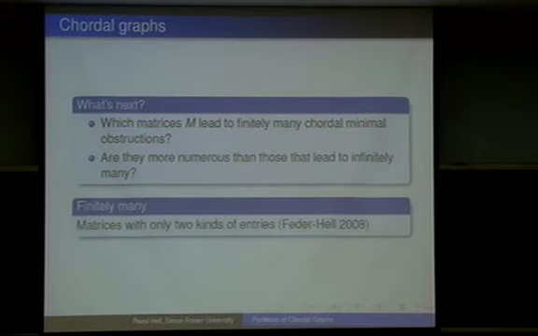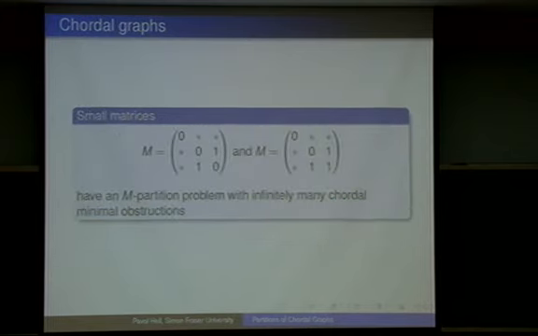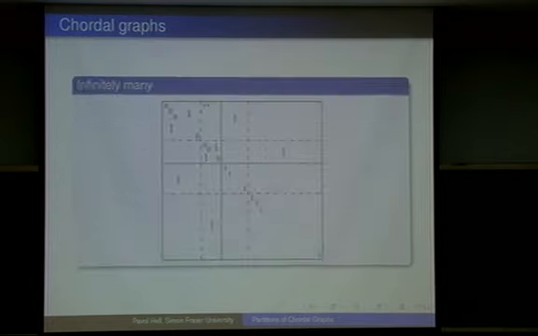As an example of matrices that have only finitely many minimal chordal obstructions, if you don't have a 1 or if you don't have a 0, we know all those have finitely many, so that's already a good number. Maybe not a big number, but a good number. We can also generalize the 2 examples that had infinitely many minimal chordal obstructions, and we generalize them in a way that the same obstructions work. And here's a kind of a picture suggesting what that looks like.